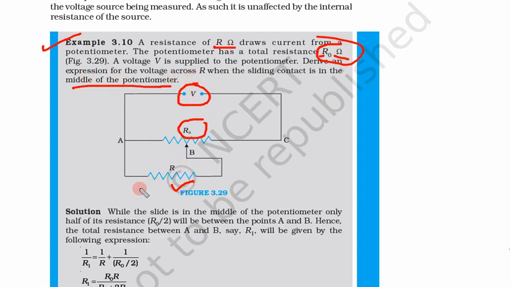So we have to measure the voltage across this R when the sliding contact is in the middle of the potentiometer. So this sliding contact, the jockey, is in the middle. Okay, so that is our problem. So we have to calculate the potential across R when this sliding contact is in the middle.